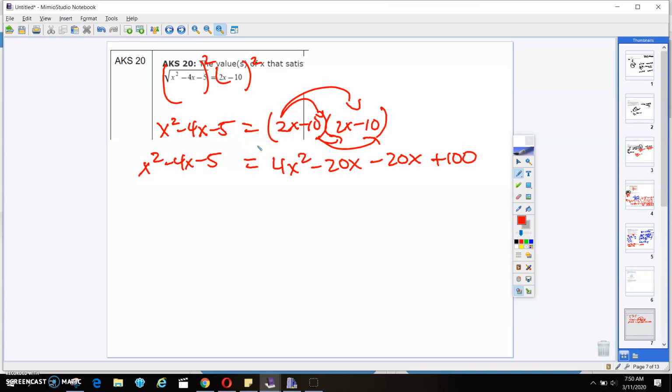I'm going to get all of my numbers moved to one side after I combine my like terms. So this is going to give me 4x squared minus 40x plus 100.